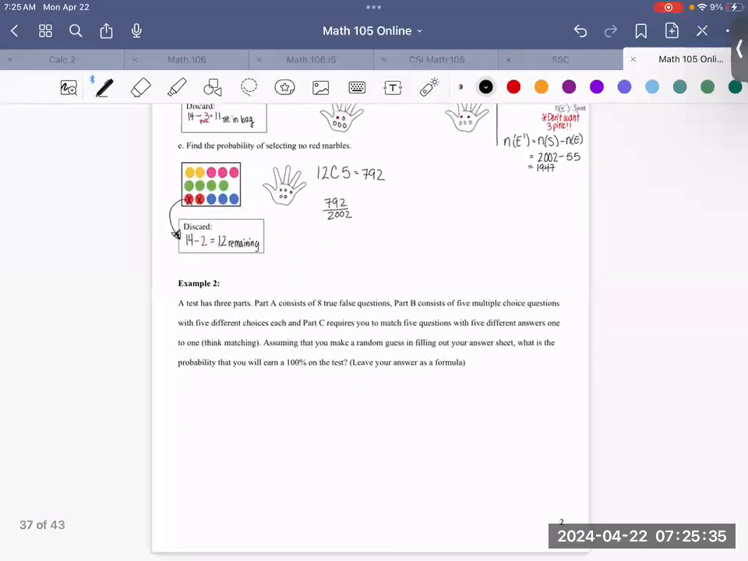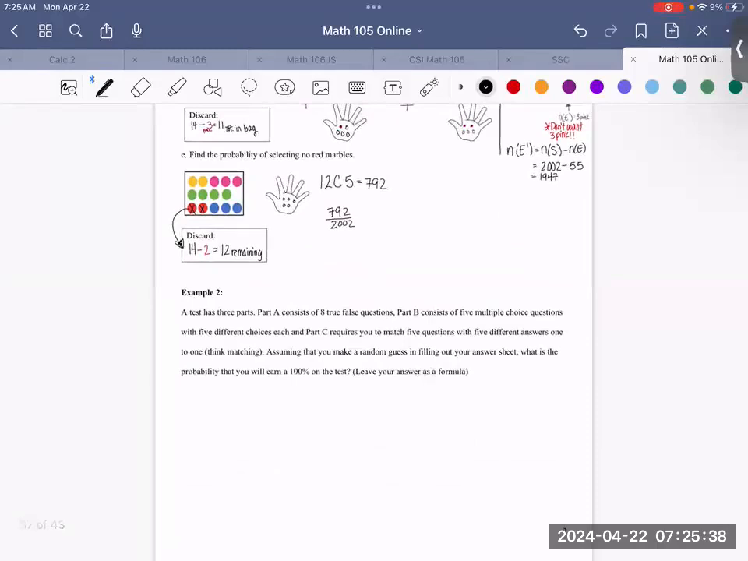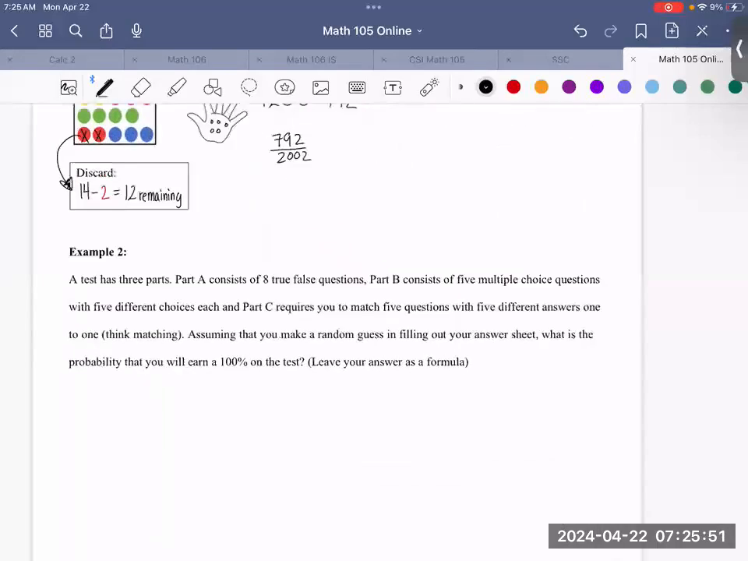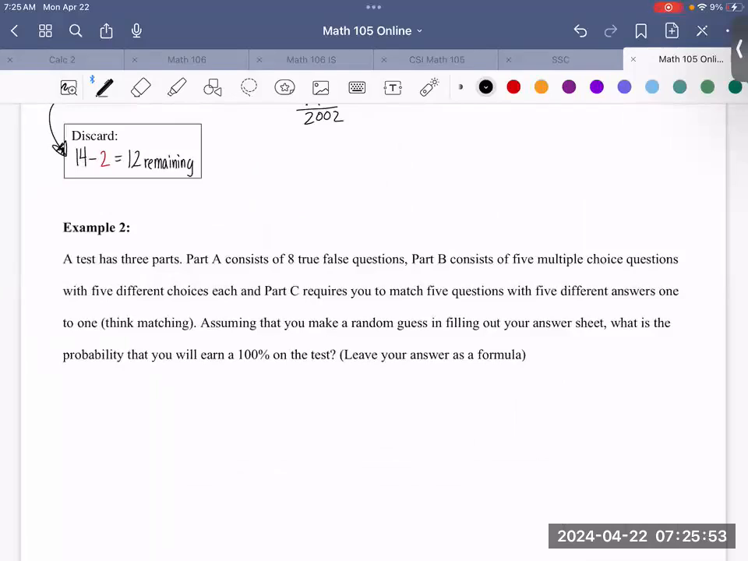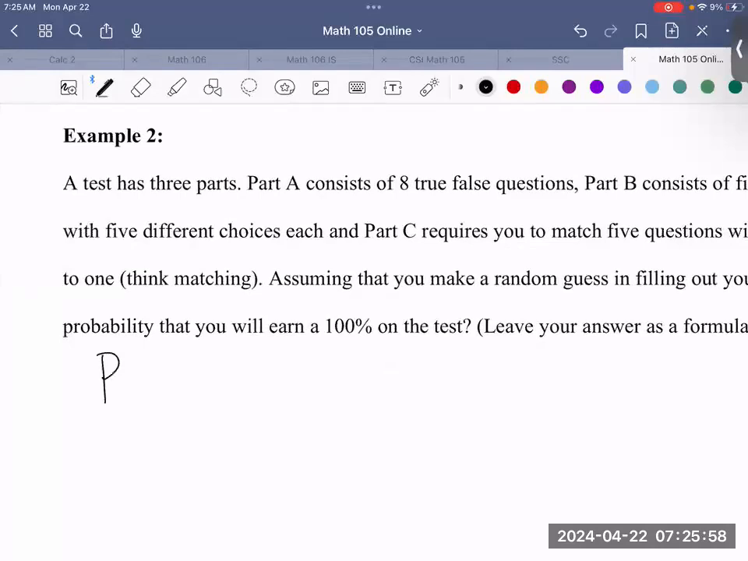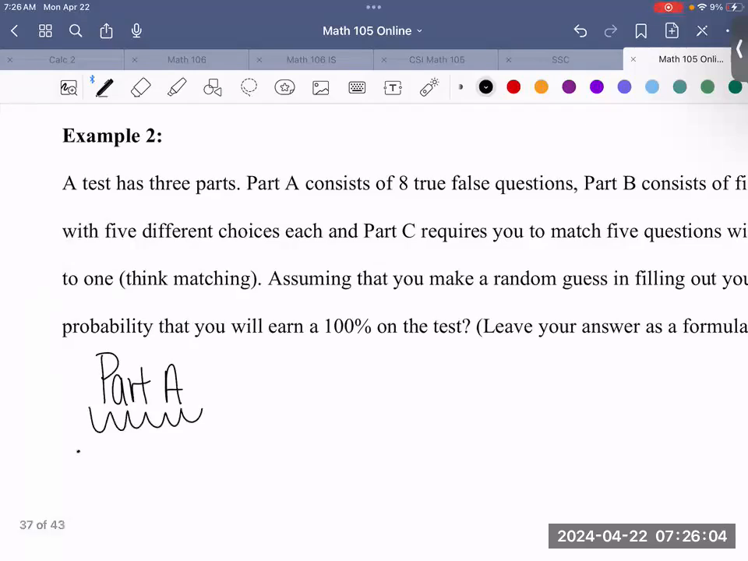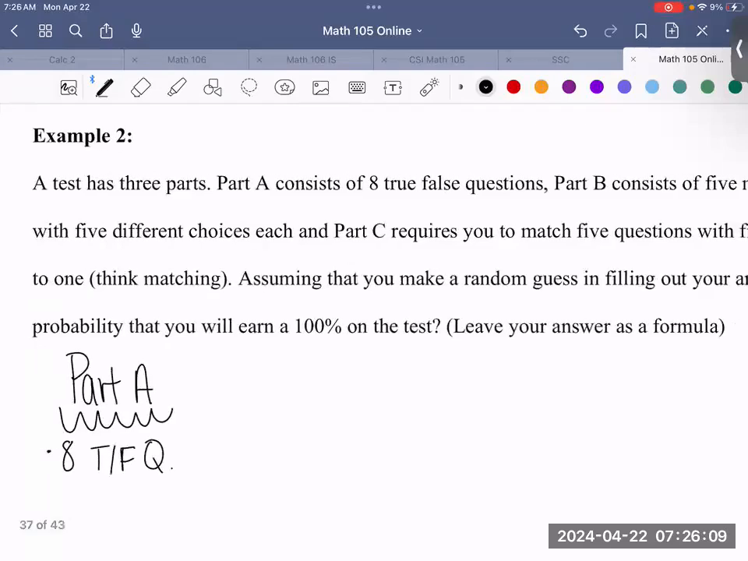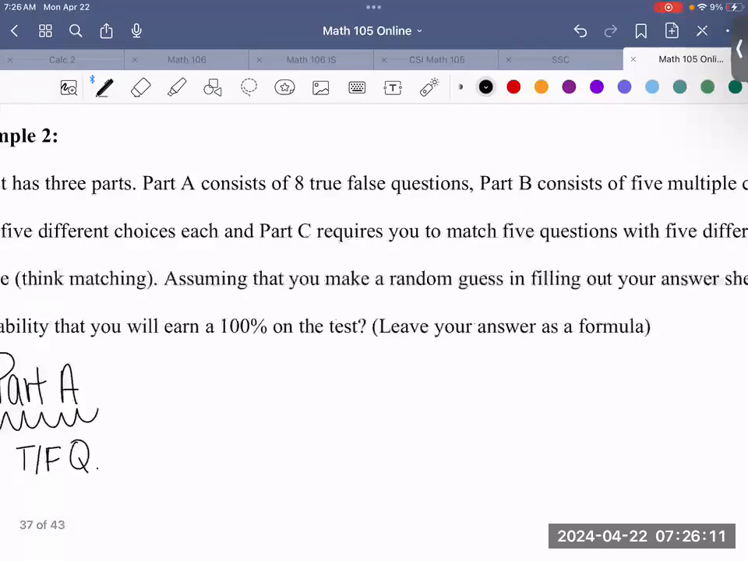So our last example, example 2, says a test has 3 parts. Now what I'm going to encourage you to do is pause the video and see if you can at least get this started as far as part A, B, and C, and then come back if you have questions on it. So a test has 3 parts. Part A consists of 8 true-false questions. Okay, so I'm going to write that part down. We have part A, which has 8 true-false questions. Part B consists of 5 multiple choice questions.